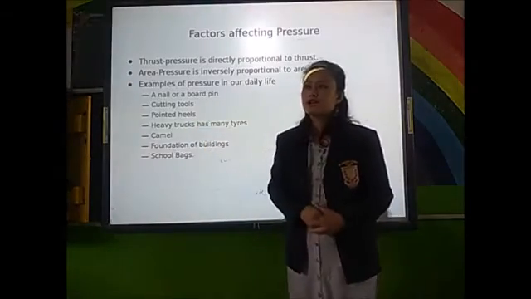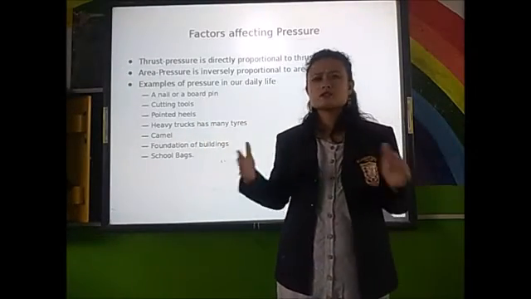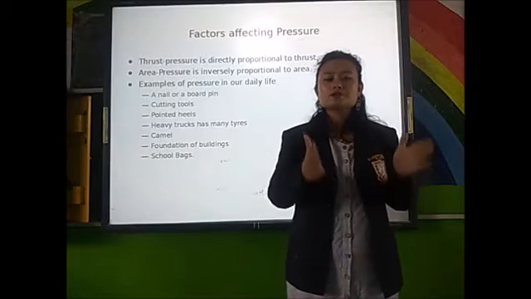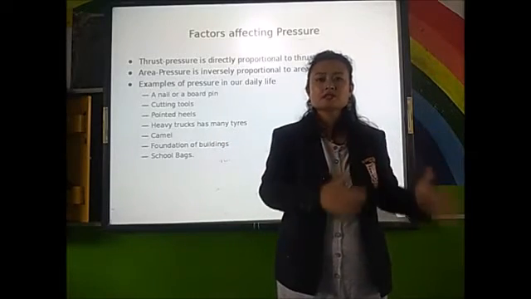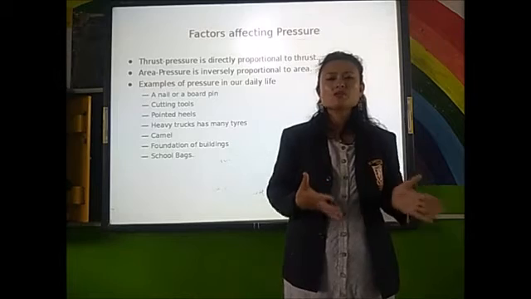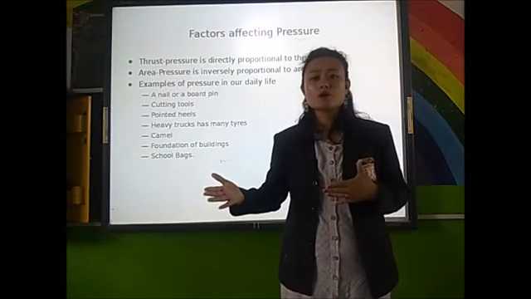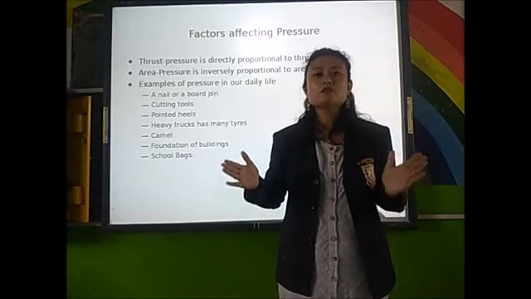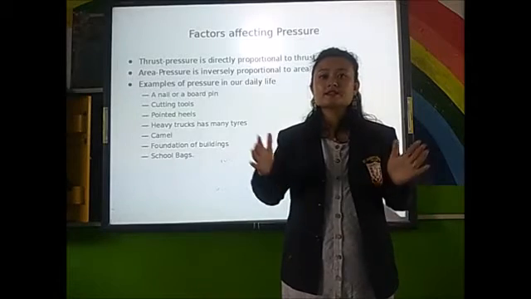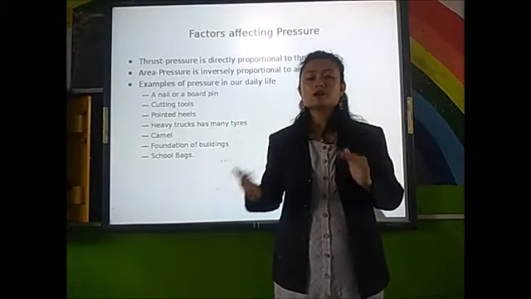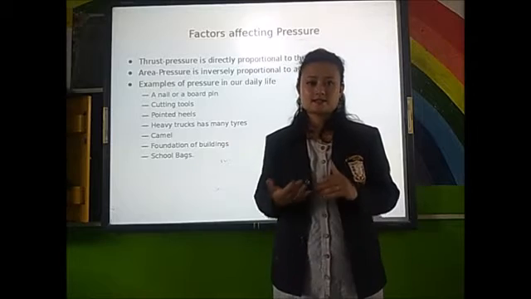Now, heavy trucks. You've seen trucks, especially those in the plain areas, isn't it? Trucks which are very huge and they have 6 to 8 tires. Why do they have 6 to 8 tires? Because they are increasing the area of contact. If the area of contact is more, pressure by the truck on the ground will be less.